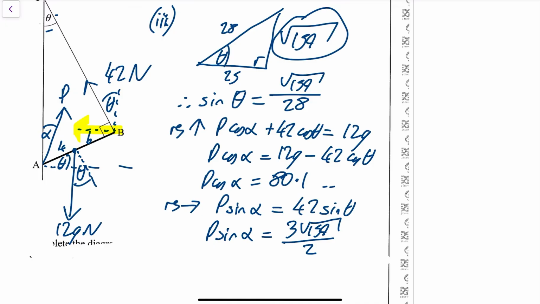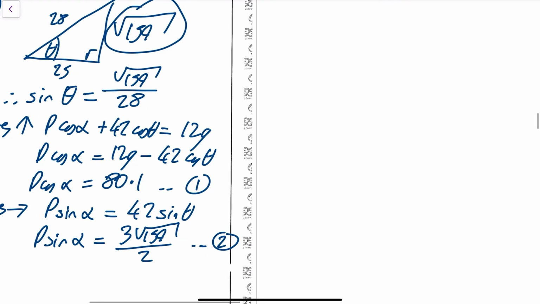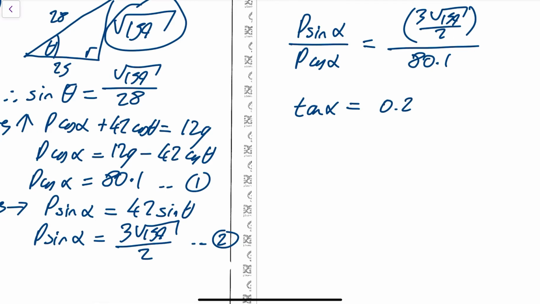Okay, right. I've got equation 1 and I've got equation 2, and this is a lovely wee trick then. So what we're going to do is your P sine alpha and divide by P cos alpha. So that really means you're doing your 3 root 159 over 2 divided by your 80.1. Now look at the left hand side. P's will cancel, and sine divided by cos, you better know, is equal to just tan, and then that works out to be 0.2361. Goes on forever and ever and ever.